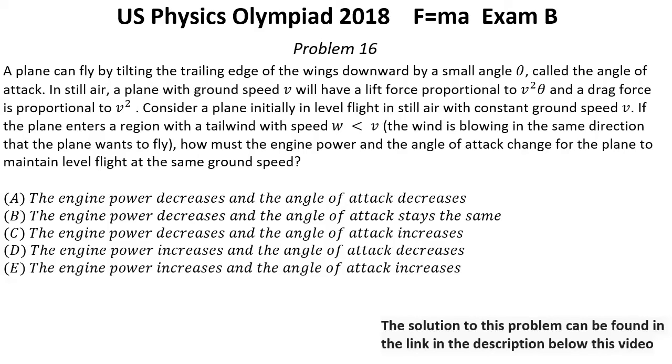If the plane enters a region with a tailwind with a speed w less than v, the wind is blowing in the same direction that the plane wants to fly. How must the engine power and the angle of attack change for the plane to maintain level flight at the same ground speed?